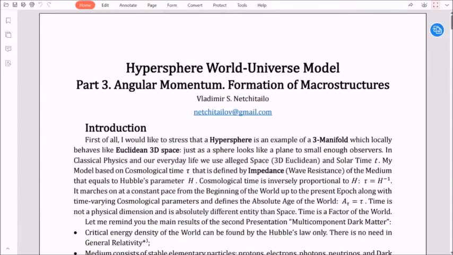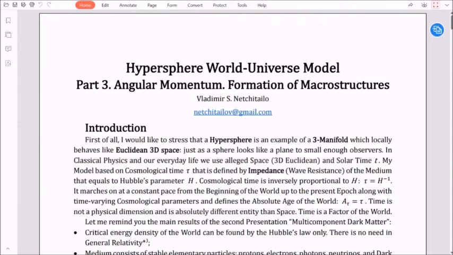My model is based on cosmological time tau that is defined by impedance, the wave resistance of the medium, which equals Hubble's parameter H. Cosmological time is inversely proportional to H. It marches on at a constant pace from the beginning of the world up to the present epoch, along with time-varying cosmological parameters, and defines the absolute age of the world. Time is not a physical dimension and is an entirely different entity than space. Time is a factor of the world.